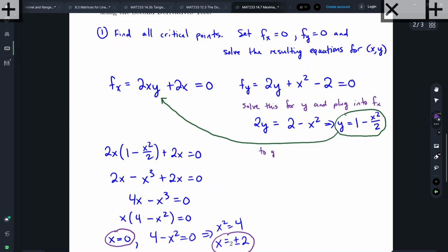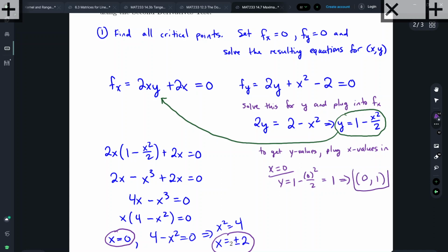So to get the y values, plug the x values into here, right? So let's do that. When x equals 0, what do you have? Y is equal to 1 minus 0 squared over 2, and so this is just equal to 1, and so here y equals 1, so the point is going to be 0 comma 1.